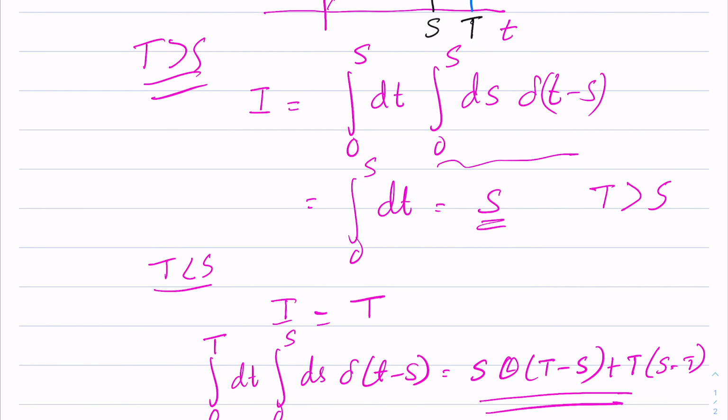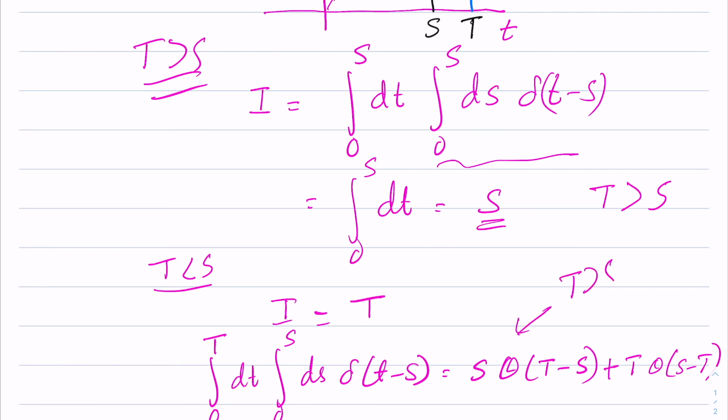Yeah, in the second part of the integral there is a small mistake. It is t into theta of s minus t. Okay, so let me just correct that. So theta of t minus s plus t theta of s minus t. So the first term is the case when t is greater than s, and the second will contribute when t is less than s. Okay, so the final integral you can write in terms of the theta function in this form.